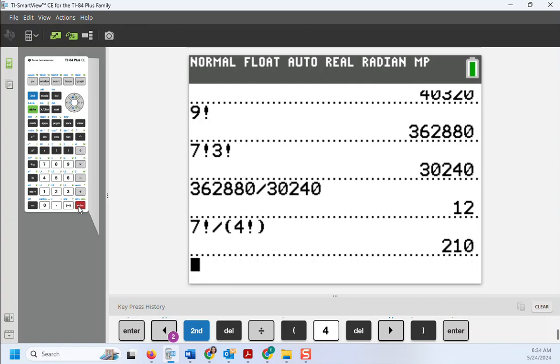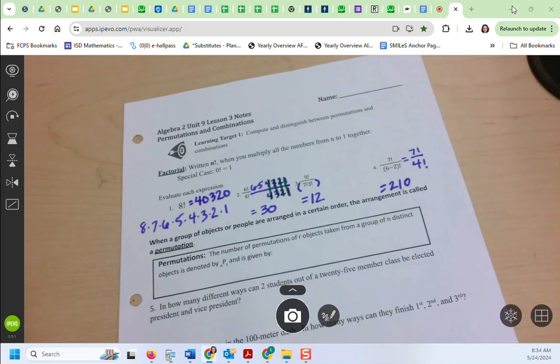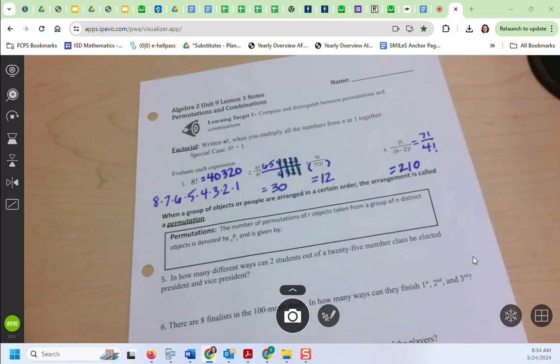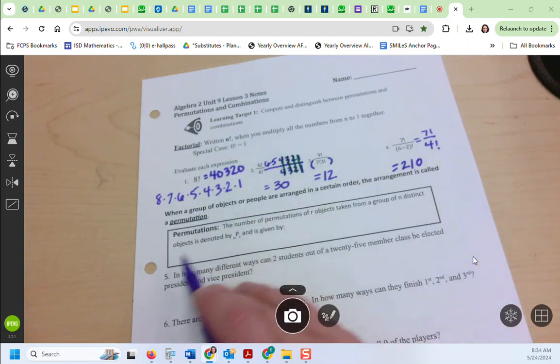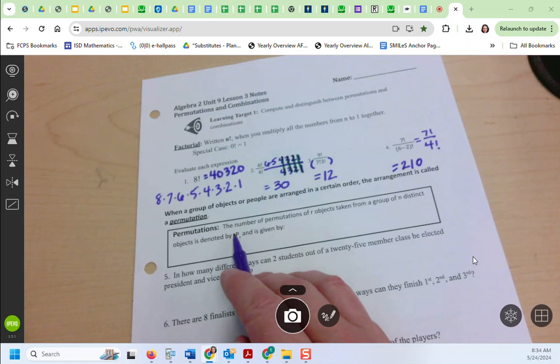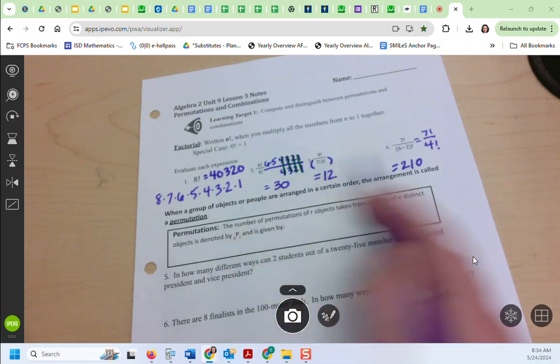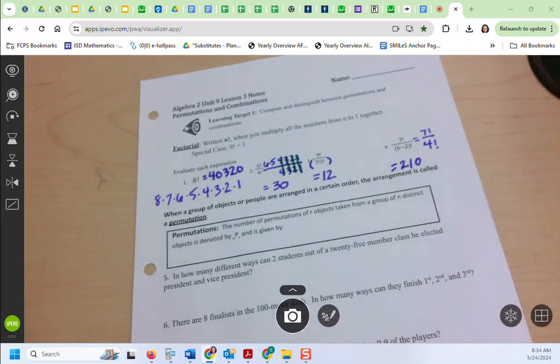All right, who's having trouble making this work on your calculator? Okay. All right. The reason we're introducing these factorials is because they're used in the formulas for permutations and combinations. So the number of permutations of r objects taken from a group of n distinct objects is denoted by nPr, and it's given by a formula, which I don't have in front.